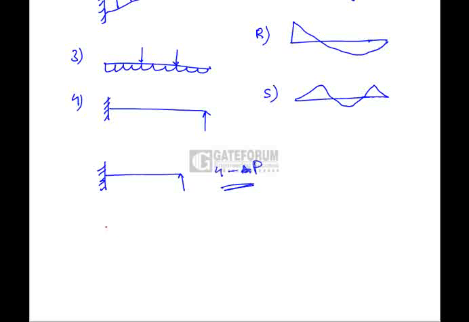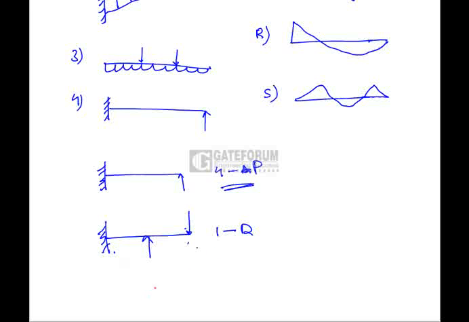And coming to the first one, there is a point load at the free end as well as a point load at some point on the beam. So it again varies linearly between the free end and the fixed end, but due to the point load at the free end there is a negative bending moment, and after that it becomes either positive or negative depending on the load acting at some point on the beam. So the correct option for this one is Q. Q is the right answer for the first diagram.